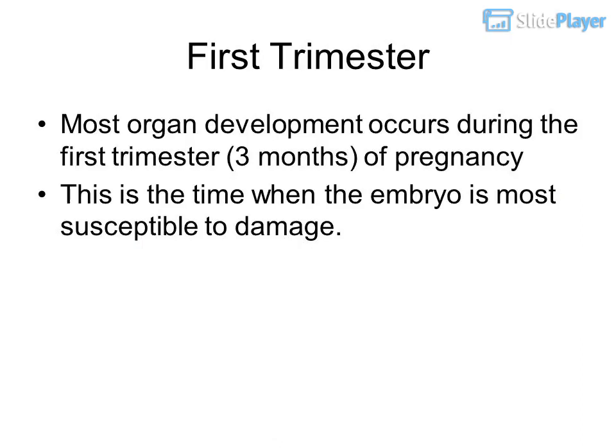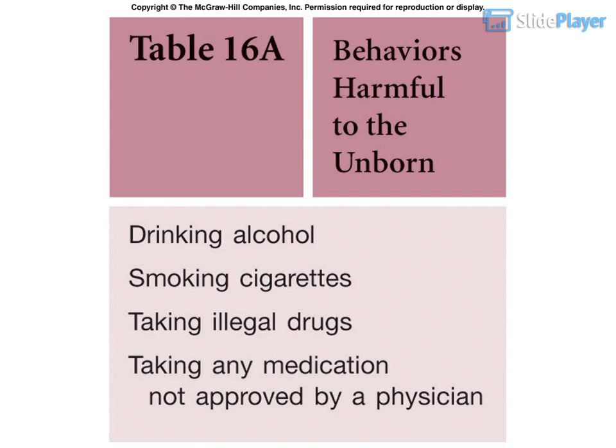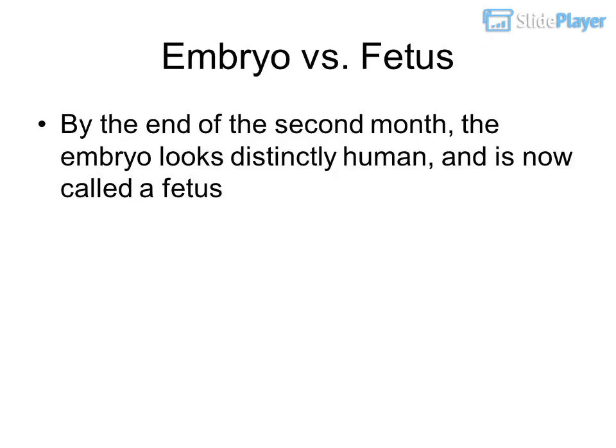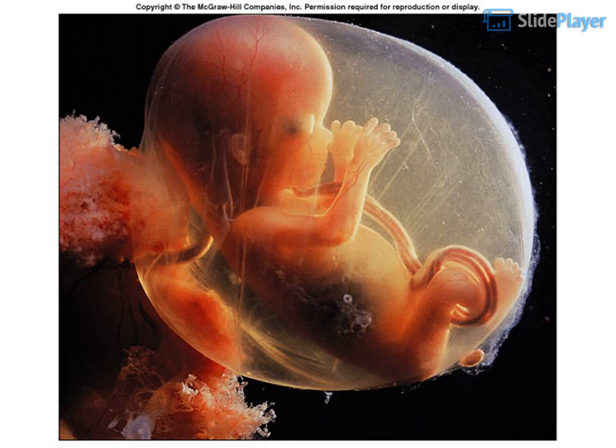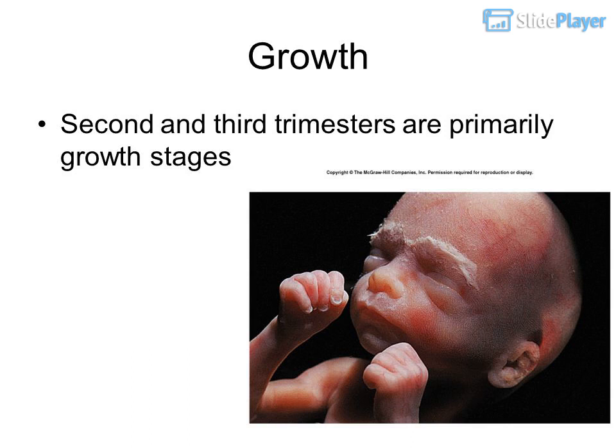First trimester. Most organ development occurs during the first trimester, 3 months, of pregnancy. This is the time when the embryo is most susceptible to damage. Embryo versus fetus. By the end of the 2nd month, the embryo looks distinctly human, and is now called a fetus. Growth. The 2nd and 3rd trimesters are primarily growth stages.